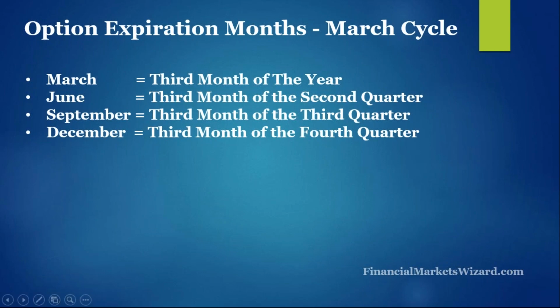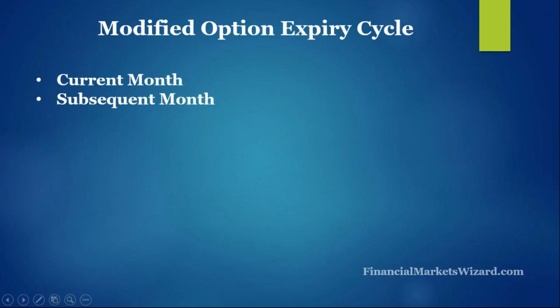So that was the problem. They said, okay, we got a problem, so we will add 2 more months besides those 4 months. We will always have the current month and the subsequent month. For instance, we are in August. So all options have August expiry and September expiry.